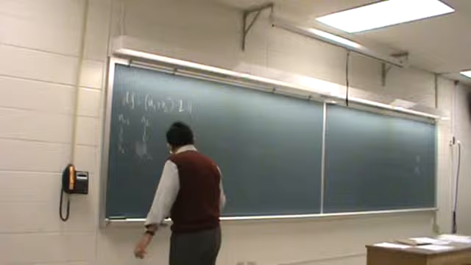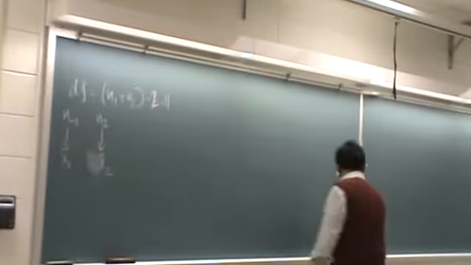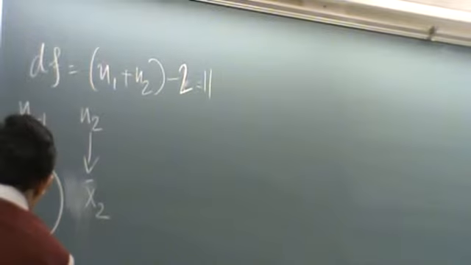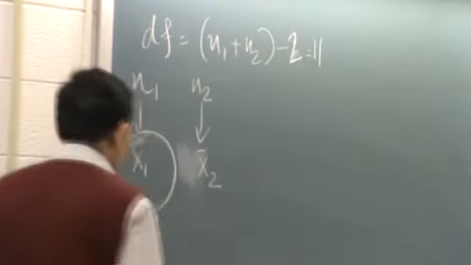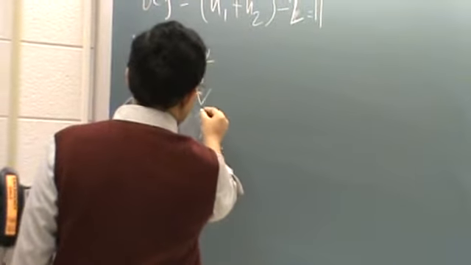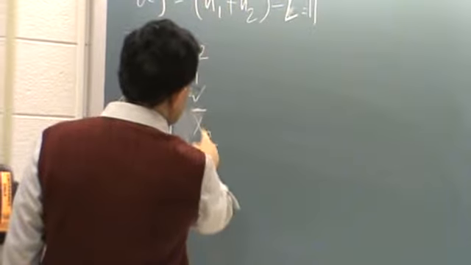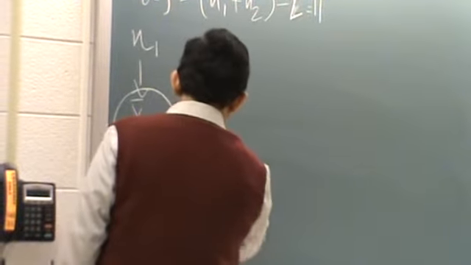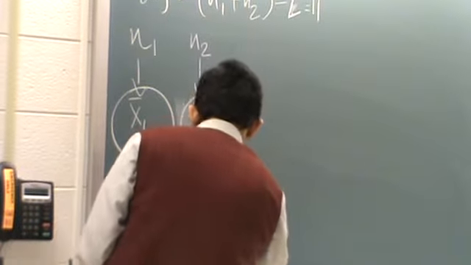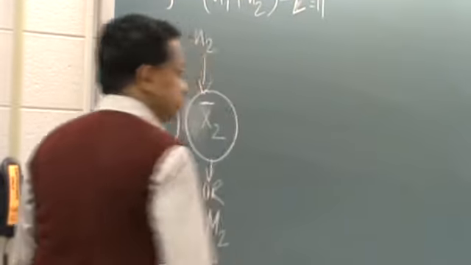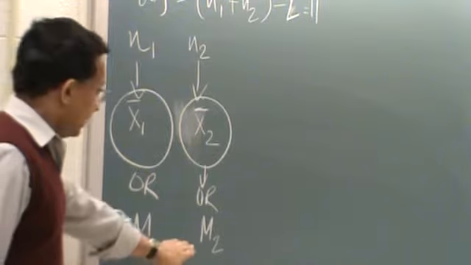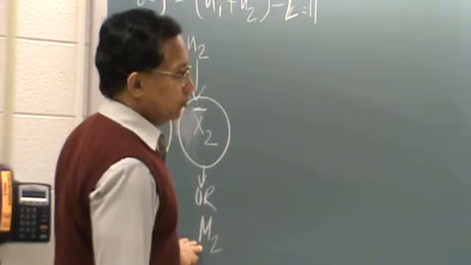You can write it this way, or you can write it as M1. From sample number 2, N2, we calculated the mean. So it is X2 bar. You can write it that way, or you can write it as M2. So M1, the mean of sample 1. M2, the mean of sample 2.